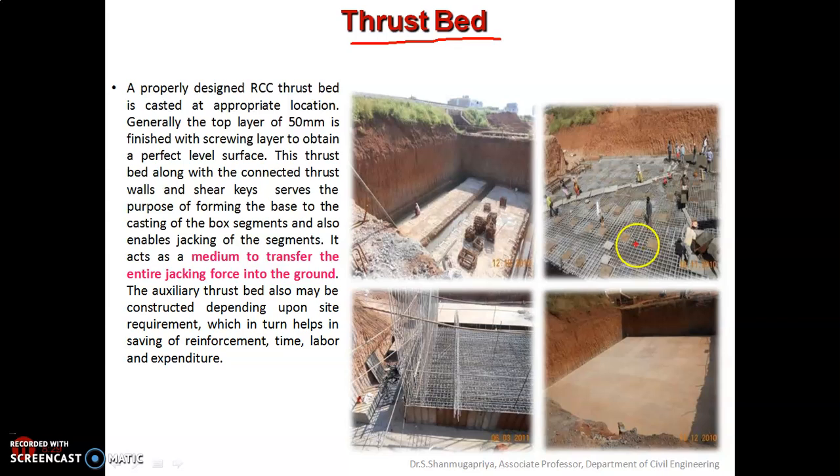This truss bed also has the truss walls and the shear keys, and they form the base for casting the box segments, and this also enables the jacking of the segments. So this truss bed acts as a medium for transferring the entire jacking forces into the ground. Sometimes it is also necessary to construct auxiliary truss beds, depending upon the site requirements, which in turn also helps in saving materials like reinforcement, time, labor and expenditures.